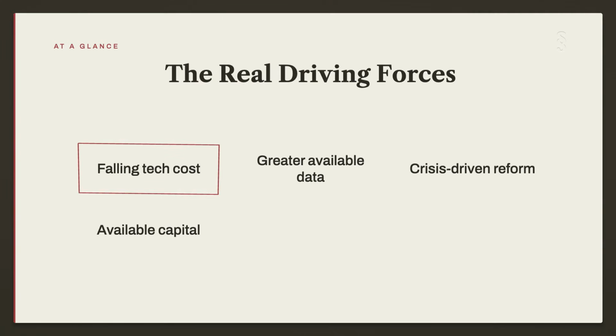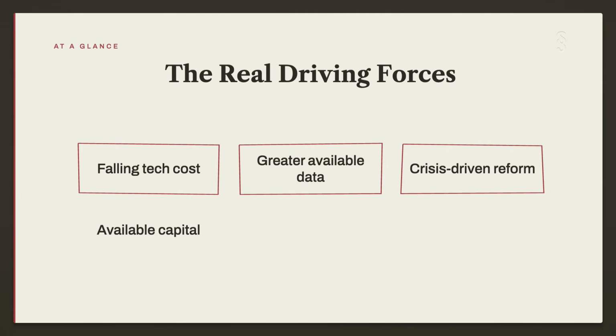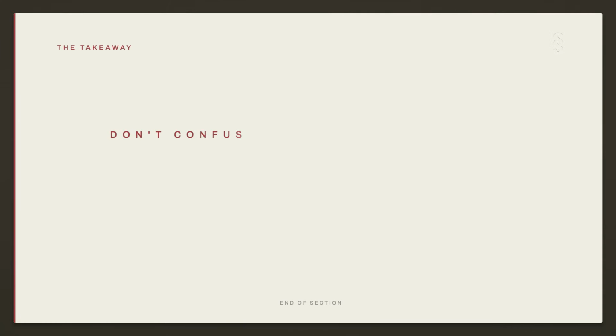The strongest explanation for every wave, including the current one, points to the same 4 forces: falling technology cost, greater available data, crisis-driven reform, and available capital. These forces explain the telegraph era and the SWIFT era just as well as they explain fintech today.